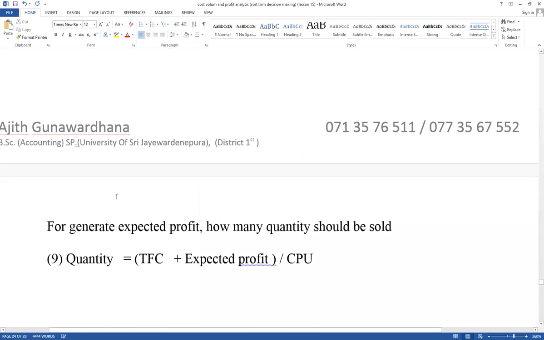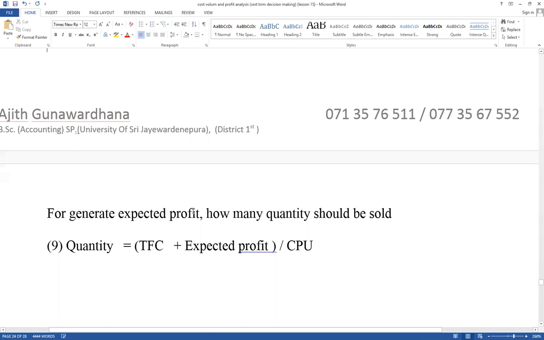And next one, you have to know, to generate expected profit, how many quantities should be sold? How many quantity? To generate expected profit, it can be calculated as total fixed cost plus expected profit divided by contribution per unit. Those are the equations normally we have to apply. Sometimes they ask, think about this one: to generate expected profit, how much rupee value should be sold? If they ask rupee value, here divide by contribution to sales ratio.